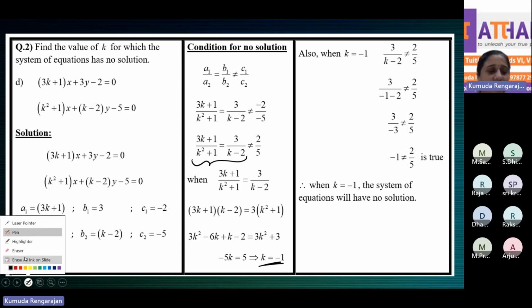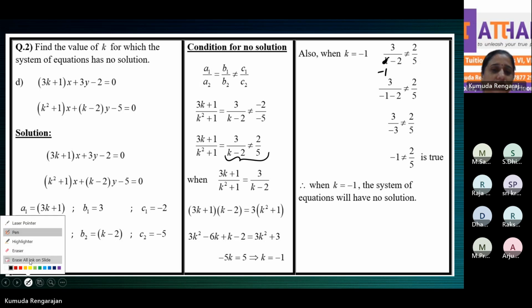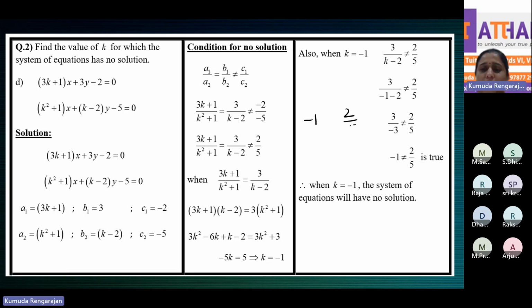Now you'll have to check that value with the second part here. When you take k as minus 1 and work it out, you get minus 1 is not equal to 2 by 5. They are not equal. True. Minus 1 and 2 by 5, are they equal? No, they are not equal. So that's true. So when k is equal to minus 1, the system of equations will have no solution.